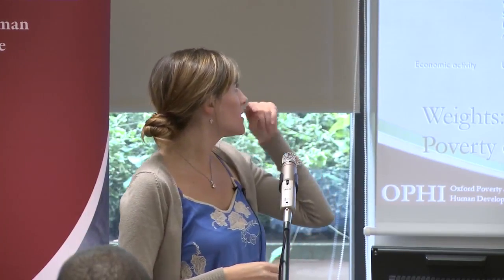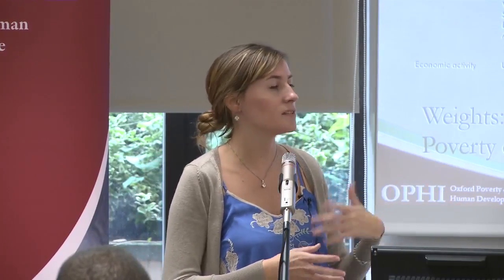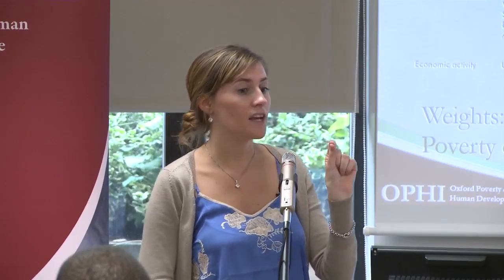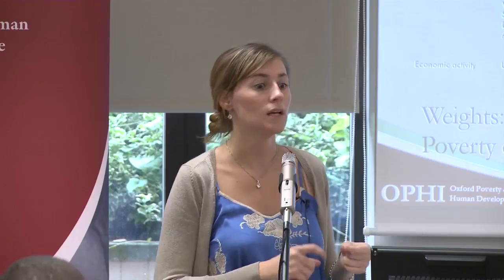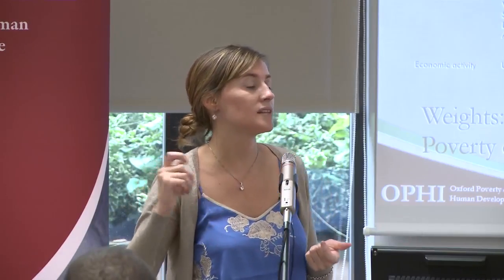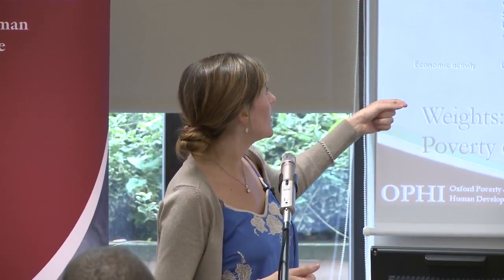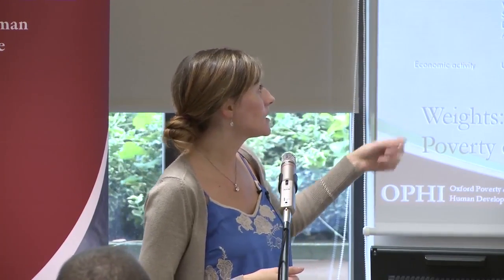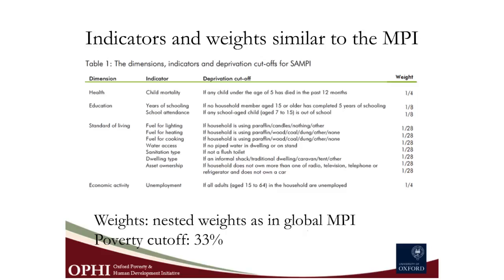Here again, you will notice that in the case of asset ownership, they didn't include bicycle, basically because that was not available in the data. And they did not include an indicator on flooring, because again, that was not available. And instead, they replaced this by the type of dwelling. So in this case, if the dwelling is an informal shack, traditional dwelling, caravan, tent, or other, the household is considered to be deprived. And other types of dwelling are non-deprived.